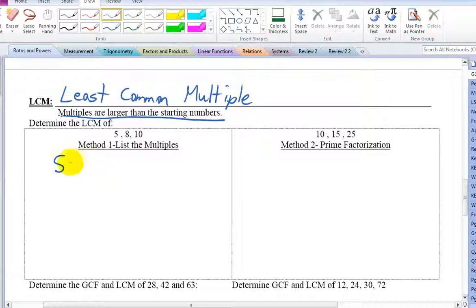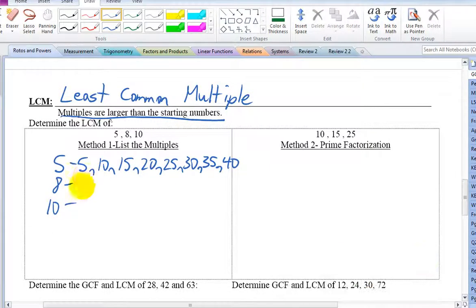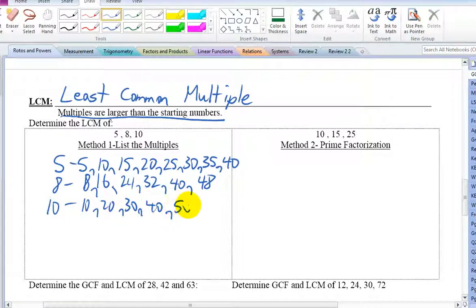So listing the multiples, you go 5, 10, 15, 20, 25, 30, 35. Wow, man, that's hard work. Okay, list the multiples of 8 and 10, please. Go. Okay, so multiples of 8: 16, 24, 32, 40, 48. 10 would be 10, 20, 30, 40, 50. Which one do they have in common? 40. Okay. So that's the one way to do it if you get stuck.